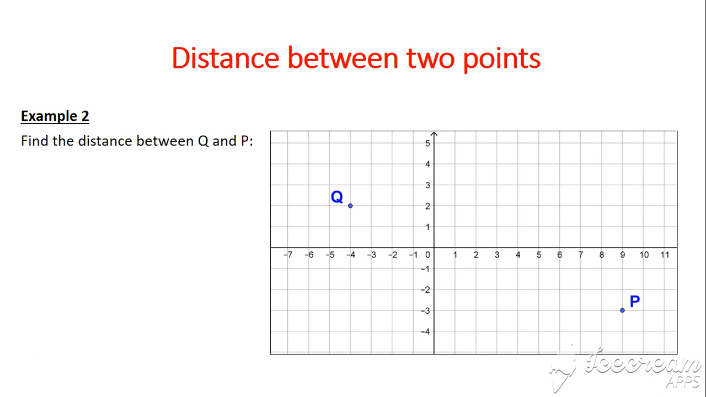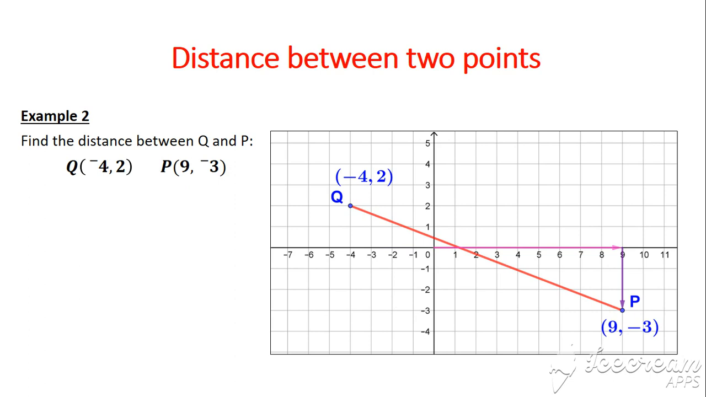Example number 2. Find the distance between Q and P. Right, well, point Q is 4 squares to the left and 2 squares up, so we write this as negative 4, 2. And point P is 9 squares to the right and 3 squares down, so we'll write this as 9, negative 3.